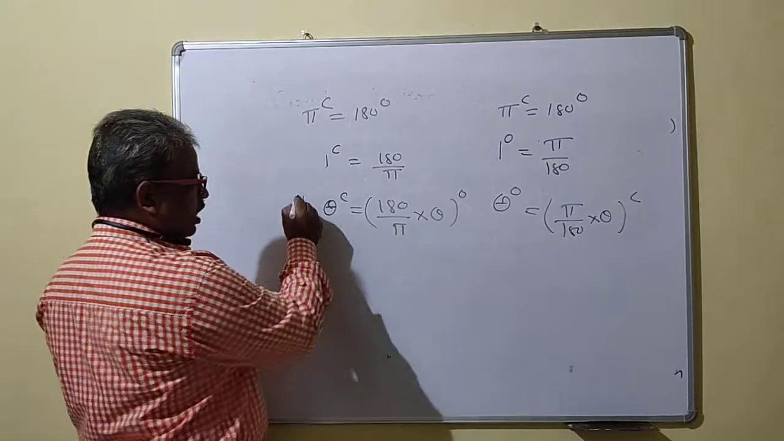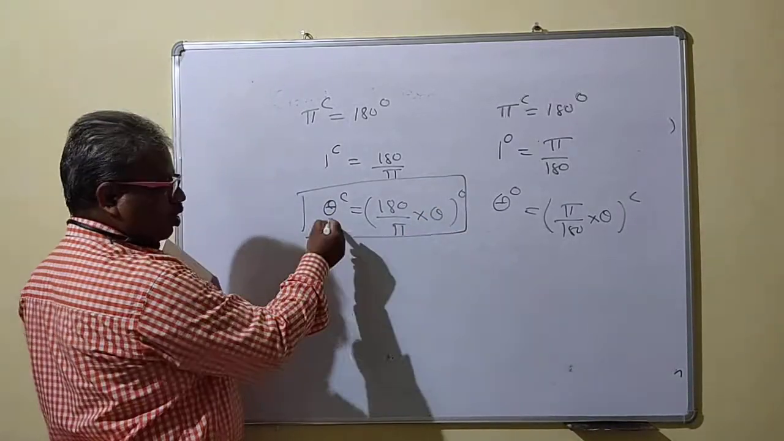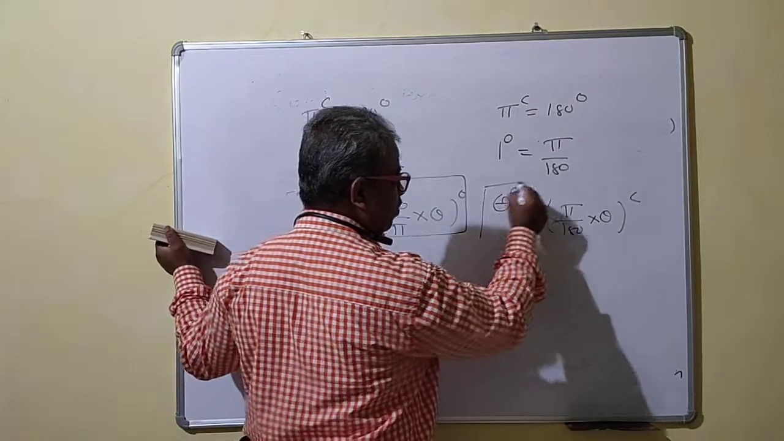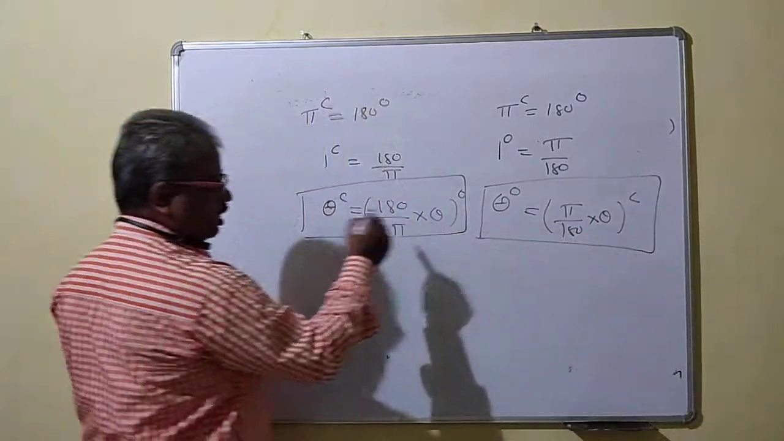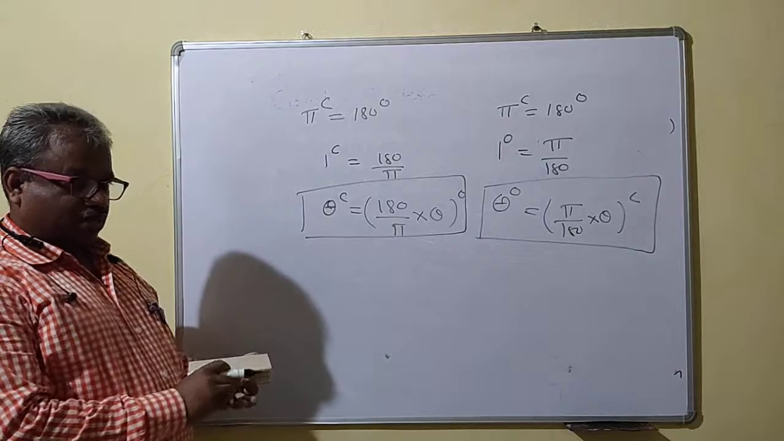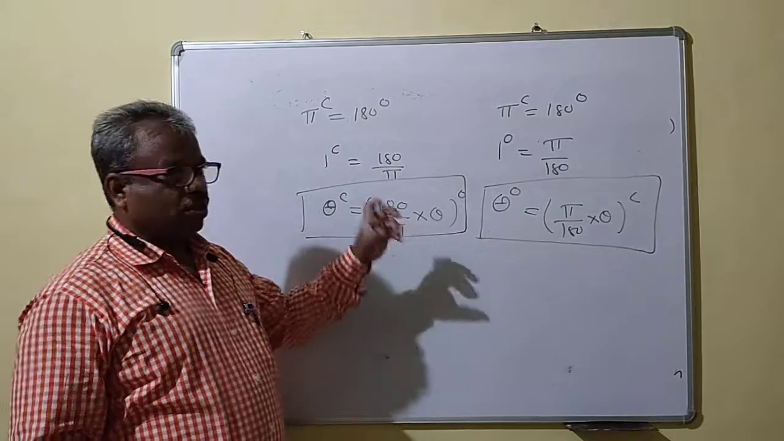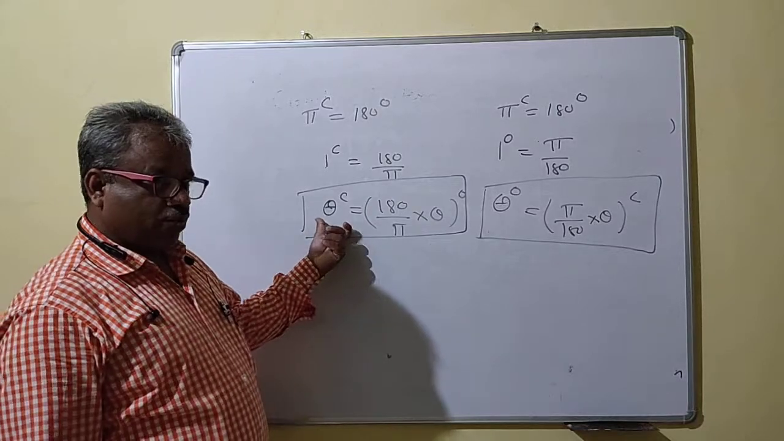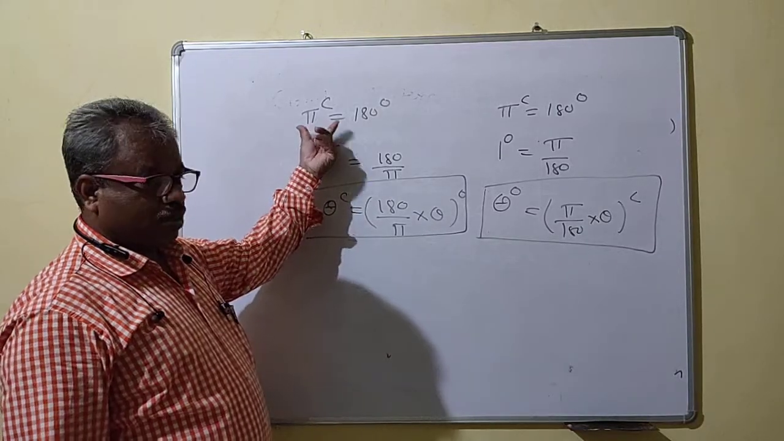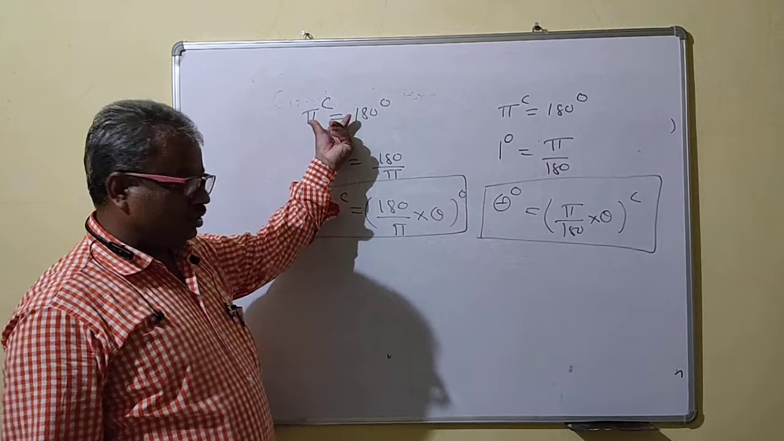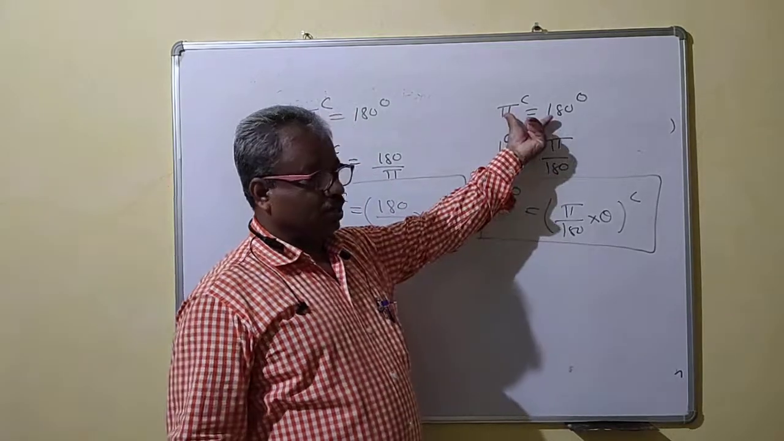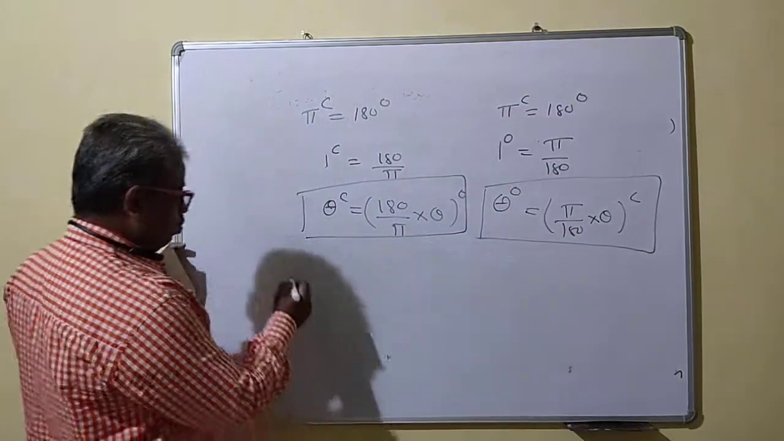Both formulas are very important. This formula gives the radian measure in terms of degree measure, and this formula gives us the degree measure in terms of radian measure. Remember these formulas. Actually, there is no need to remember them, because you can obtain these formulas with the help of this relation.